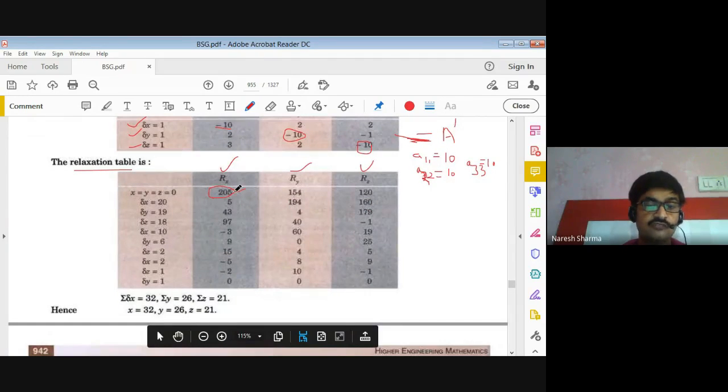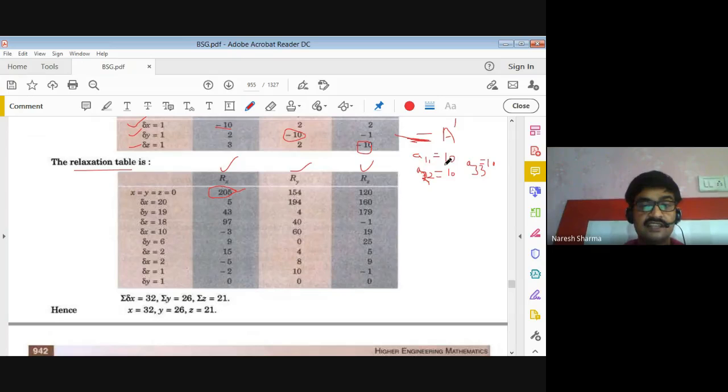So this is 205 divided by this 10. So that is 20.5. You choose 20 here. Multiply this first row by 20 and add in this one. You get this after doing this. Now if you see, this is the largest value. So it's this one belonging to y. So this should be divided by 10. That is 19.4. So we choose 19 here. Multiply your second row and add in this. We get this one.